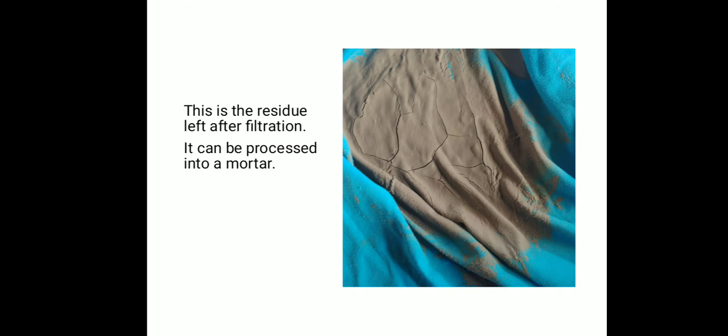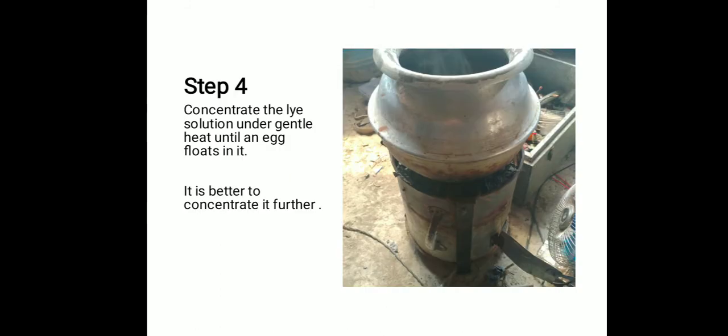This is the residue left after filtration, and this residue is the water insoluble ash, and it can be used as a mortar by doing some modifications to it. But we are not concerned with a mortar in this video. We are concerned with the production of lye from wood ash. The lye solution that is obtained in the previous steps then needs to be concentrated. It is a dilute solution of lye, and we have to use gentle heat for a very long period of time, so that the lye solution gets concentrated.